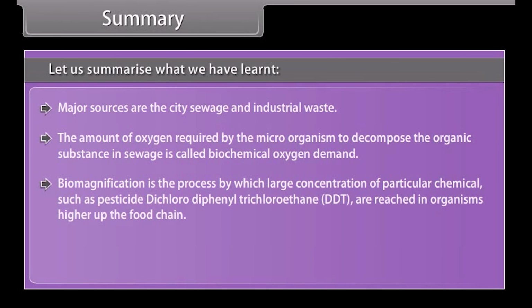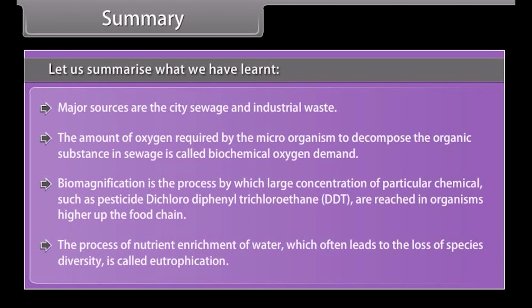Biomagnification is the process by which large concentration of particular chemical, such as pesticide dichloro-diphenyl trichloroethane, DDT, are reached in organisms higher up the food chain. The process of nutrient enrichment of water, which often leads to the loss of species diversity, is called eutrophication.